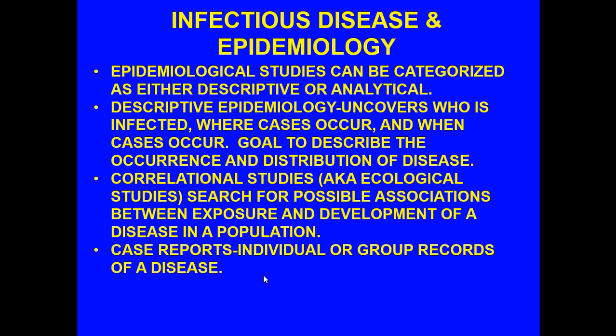Descriptive epidemiology, it uncovers who is infected, where the cases go, when the cases occur. The goal is to describe the occurrence and distribution of the disease. Correlational studies, otherwise known as ecological studies, they search for possible associations between exposure and the development of a disease in a population. And then, of course, there are some other studies that basically are called case reports.